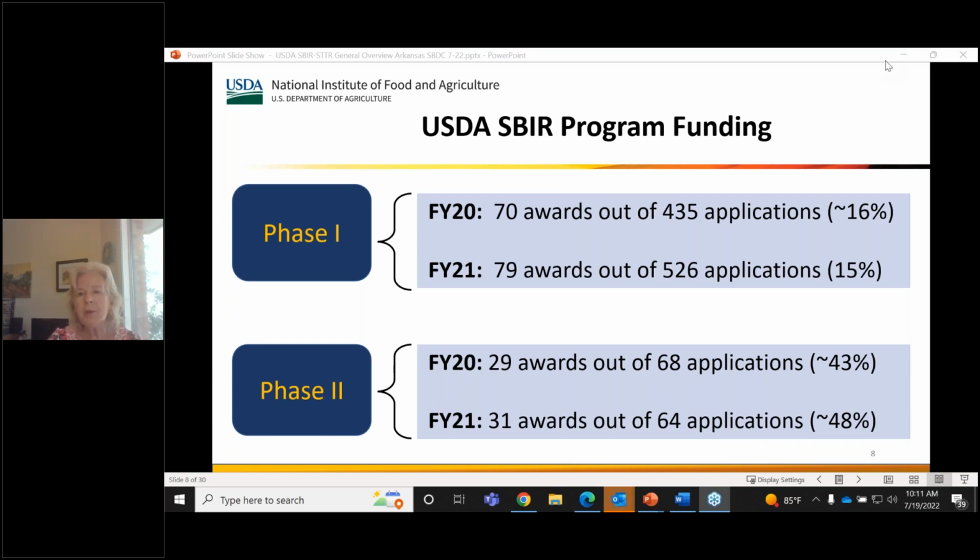So a little bit about program funding. For FY20, we had a 16% success rate. That was 70 awards out of 435 applications. And for FY21, we had a 15% success rate. 79 awards out of 526 applications. For phase 2, as you can see, the award rate is much greater. So for FY20, it was 43%, and for FY21, it was 48%.